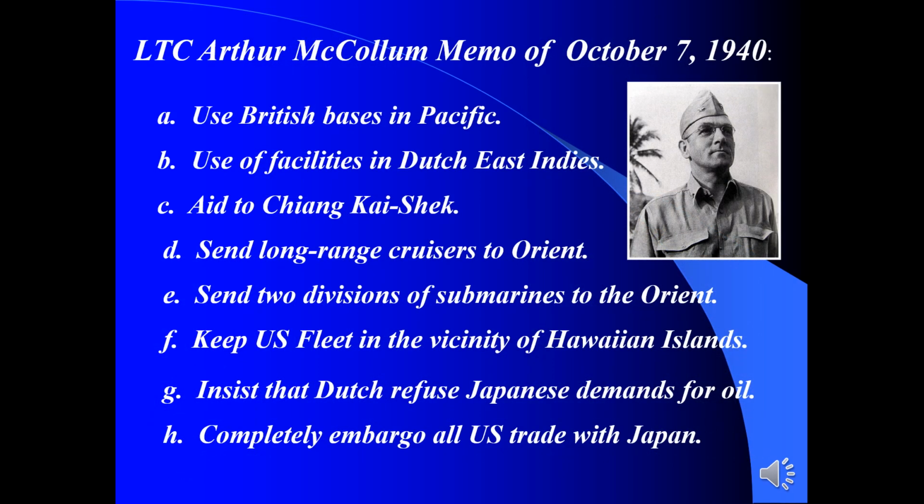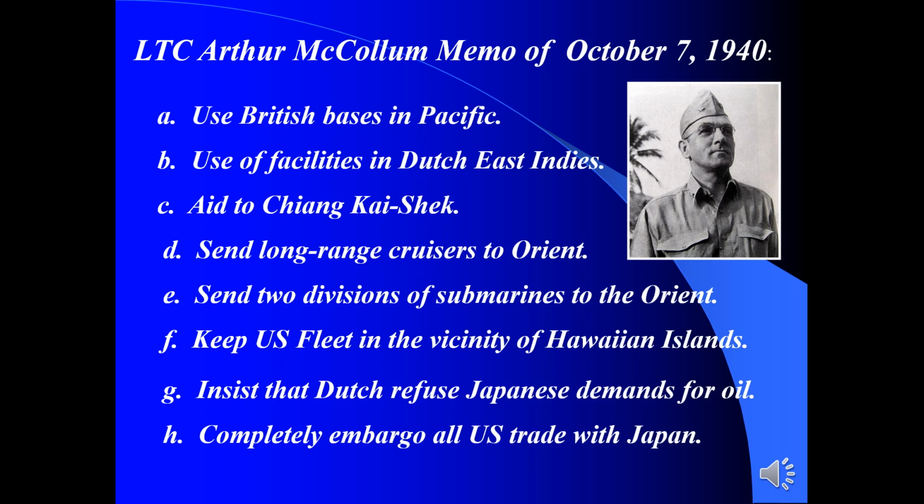On October 7, 1940, Lieutenant Commander Arthur McCollum, a member of the Office of Naval Intelligence, delivered this memorandum to higher-ups outlining steps that should be taken by the United States. However, it is not known if it found its way to President Roosevelt's desk, even though many of the items were implemented. In order to stop aggression by the Japanese, McCollum recommended the following actions.